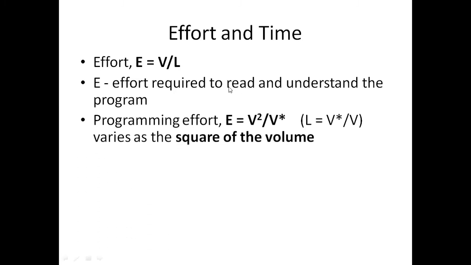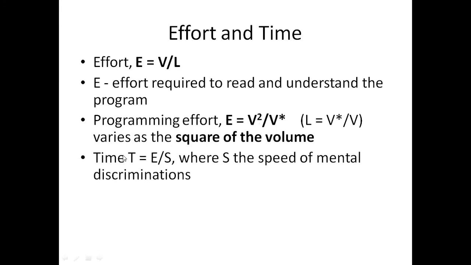If we substitute the previous L equals V star by V in this equation, we get programming effort E equals V squared by V star. That means programming effort varies as the square of the volume. So programming effort is dependent on the square of the volume.